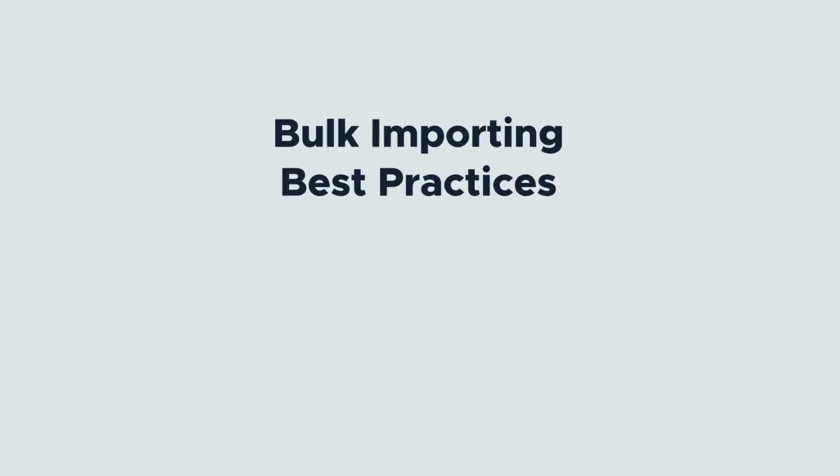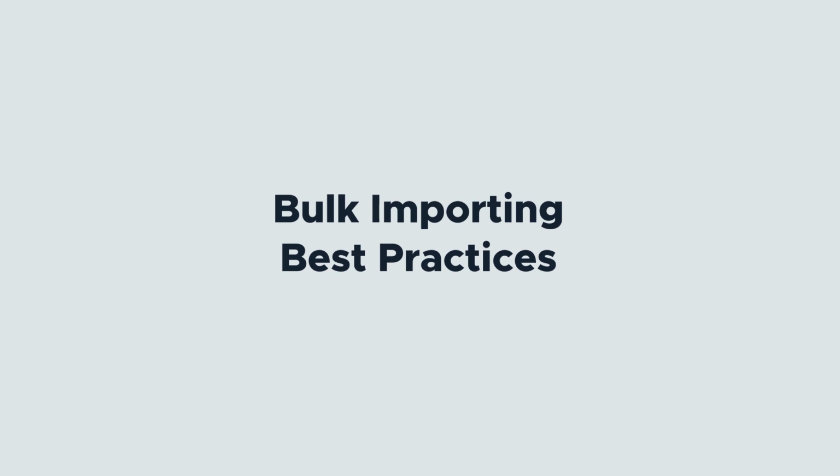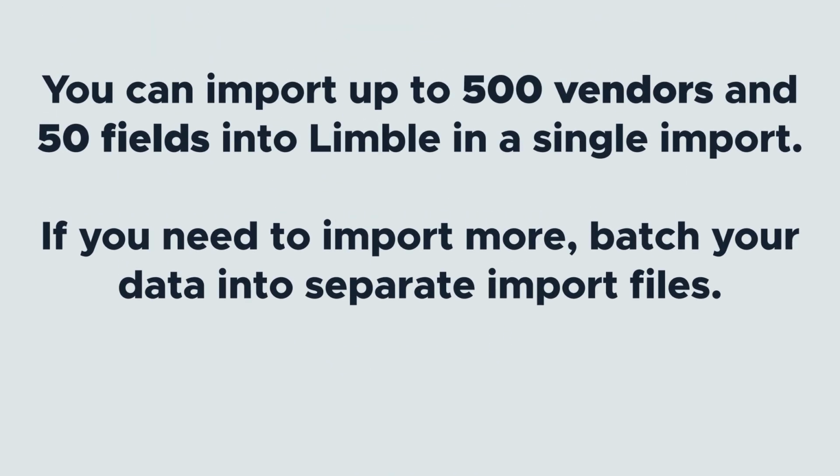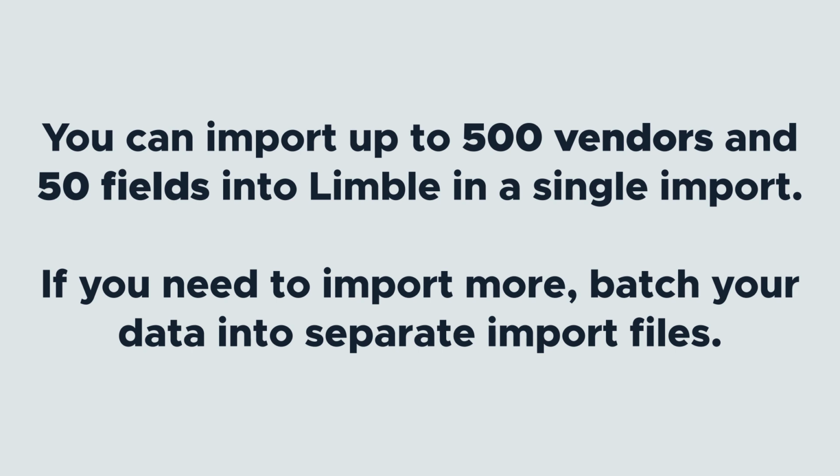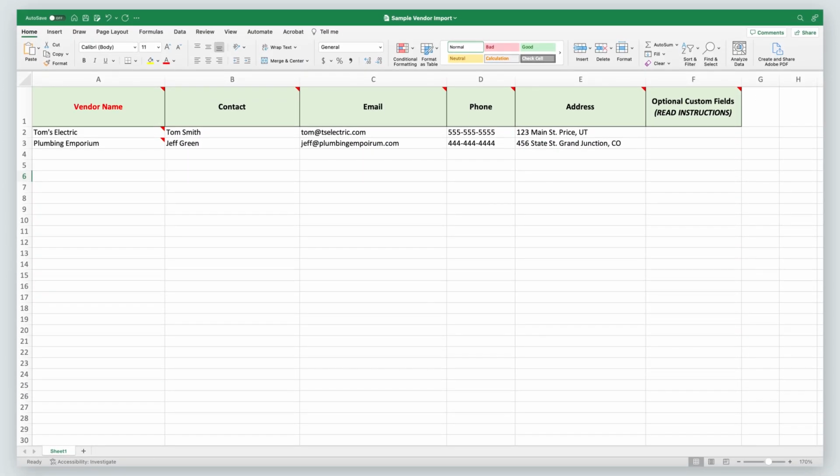Before we get into the how-to, let's touch on some important best practices. You can import up to 500 vendors and 50 fields into Limble in a single import. If you need to import more, batch your data into separate import files. We provide a sample spreadsheet, also known as the sample import file, that can be used to set up your fields and make importing easier. The spreadsheet includes sample rows to show you how to populate each field. You should remove those examples and fill them in with the correct data for your import.